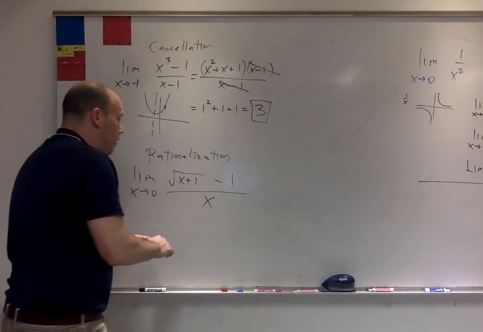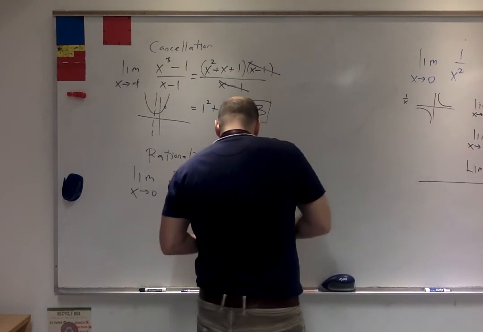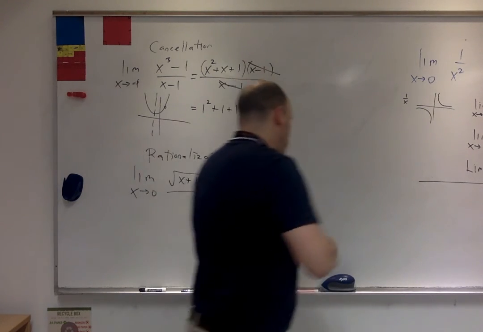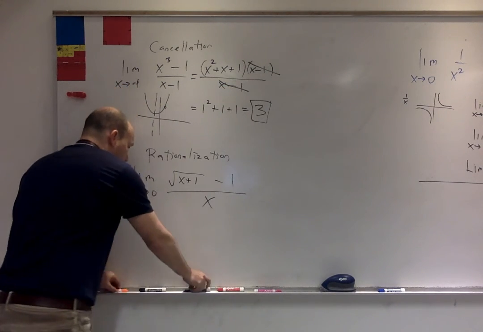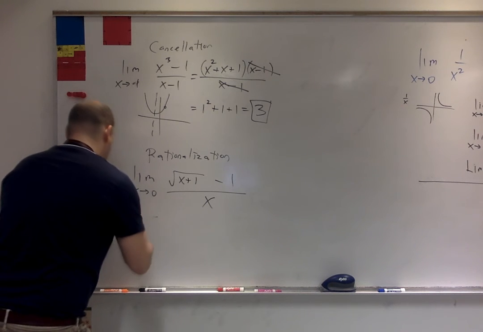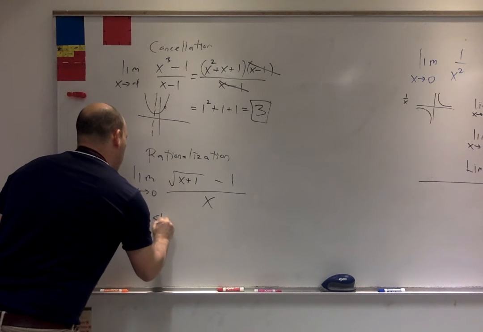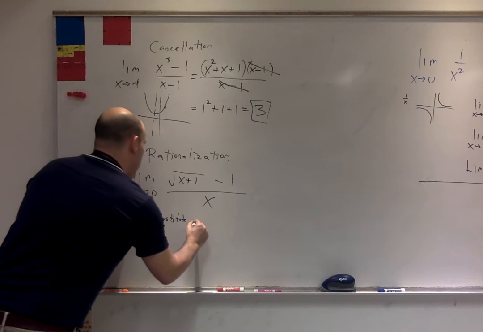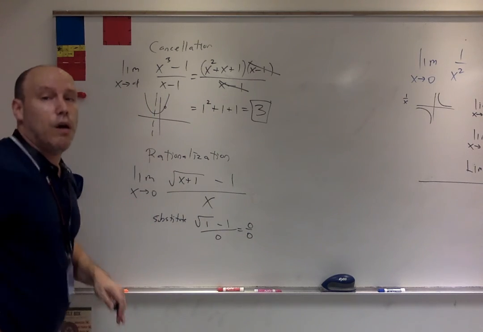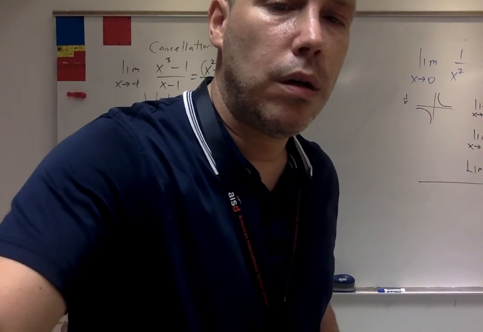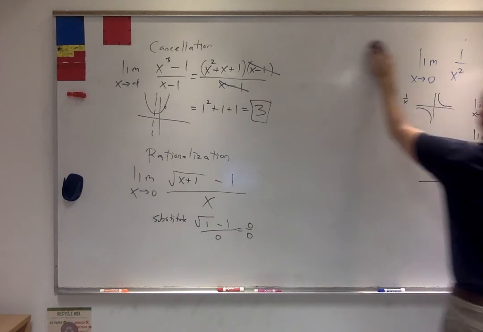The trick is to multiply the top and bottom by the conjugate to get rid of the 0. So why do we have to do this? Well, the first thing you're going to do is substitution. So you substitute this in. What do you notice? It's going to have the square root of 1 minus 1 over 0, 0 over 0. So the trick is rationalization.